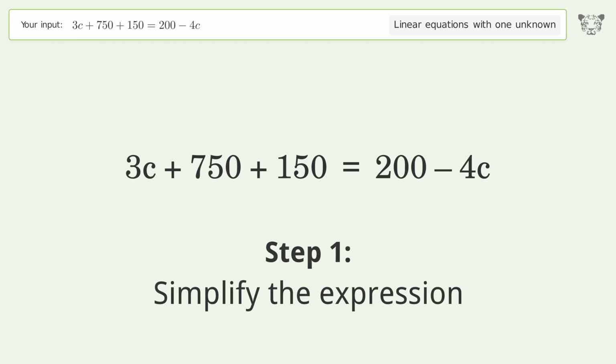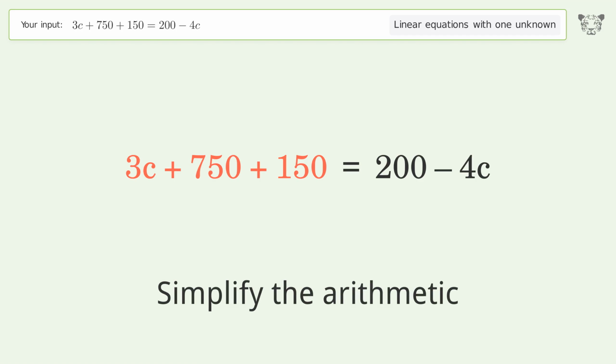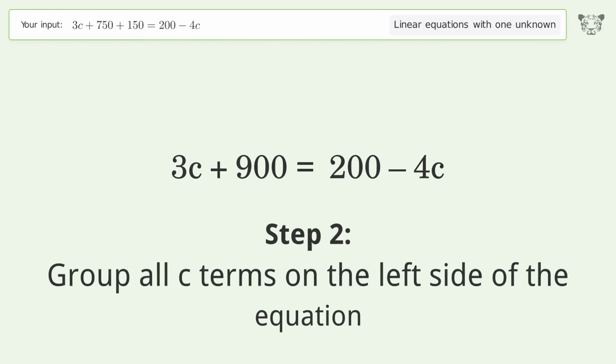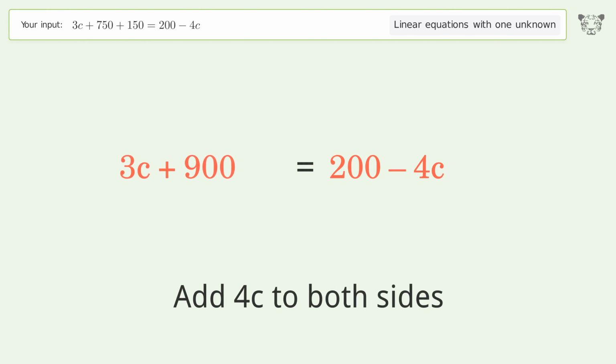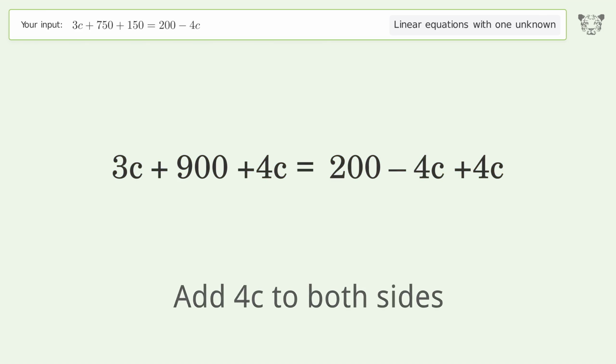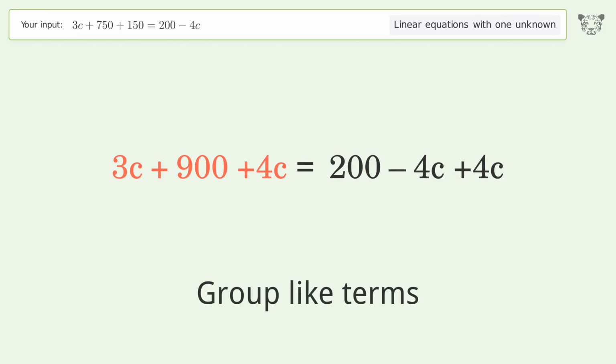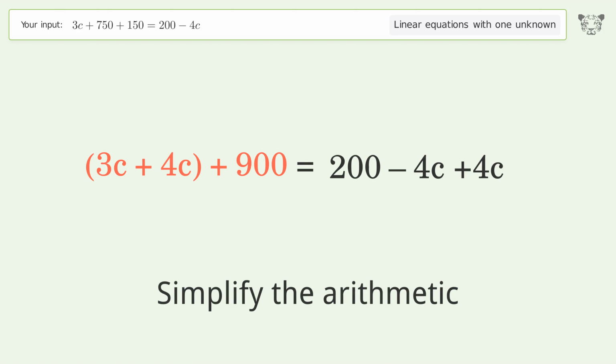Simplify the expression. Simplify the arithmetic. Group all c terms on the left side of the equation. Add 4c to both sides. Group like terms. Simplify the arithmetic.